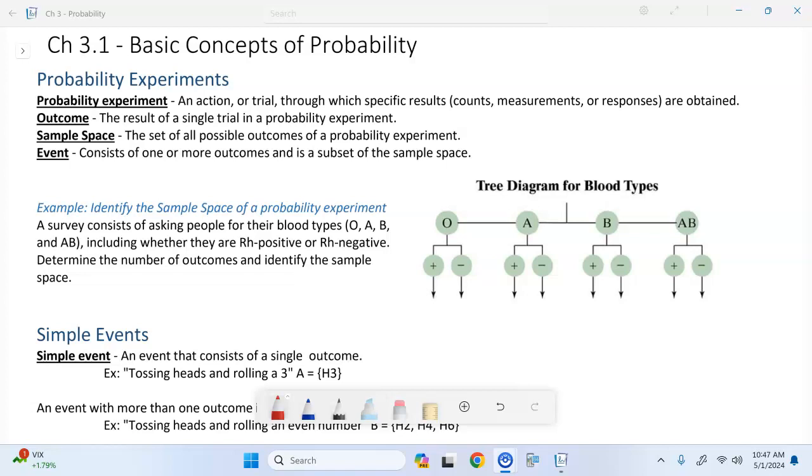Every time we flip the coin, the result that we get is an outcome. Sample space is the set of all possible outcomes. So for example, when I flip a coin, I can get heads or I get tails. That is my sample space. If I roll a 6-sided die, I can get a 1, a 2, a 3, a 4, a 5, or a 6. That is my sample space, the possible outcomes. The event consists of one or more outcomes and is a subset of the sample space. So the event could be, I get a heads. Okay, that's part of my sample space.